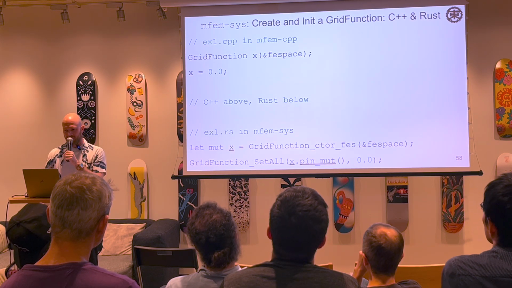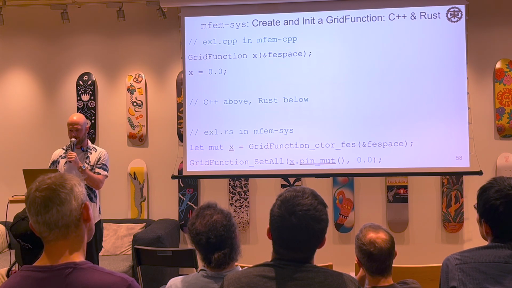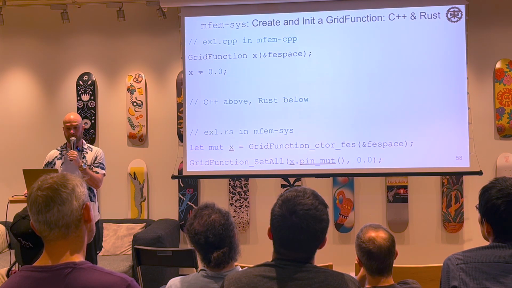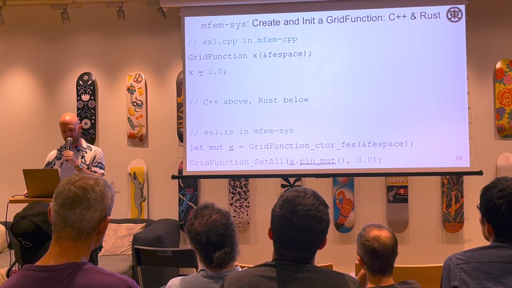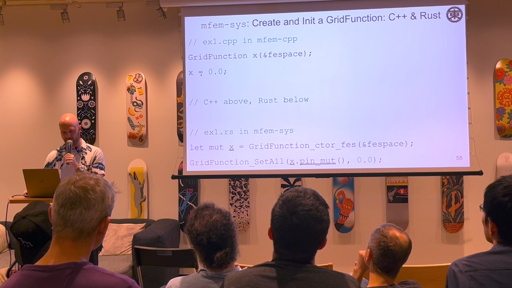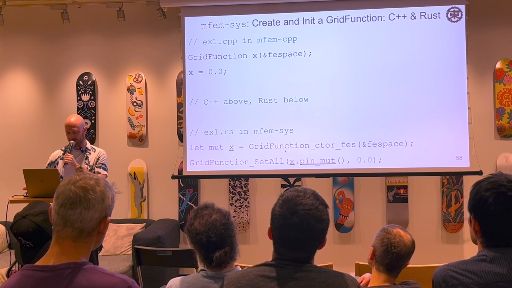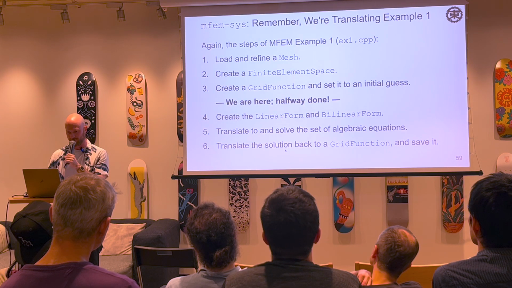All right, on to creating and initializing a grid function. Nothing exciting is going on here, except that we can't overload operators in Rust. I mean, we can't overload the assignment operator. That would always mean a move, so it's special. We need to create these annoying wrappers that look ugly when we use them.